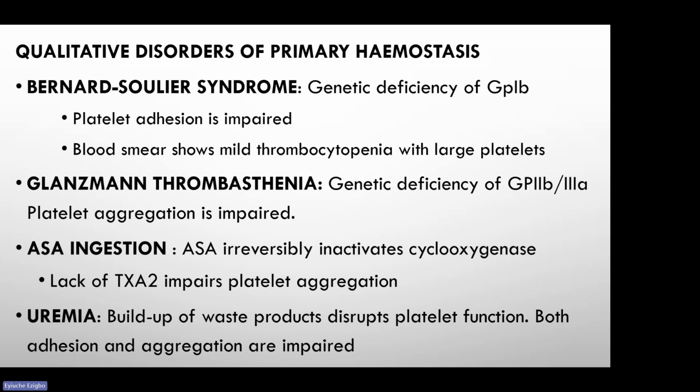Then lack of thromboxane A2 impairs platelet aggregation. So this process will affect thromboxane A2, and you know that thromboxane A2 also plays a role in platelet aggregation. So you have also uremia. Buildup of waste products disrupts platelet function. Both adhesion and aggregation are impaired. So these are some of the qualitative disorders of primary hemostasis.